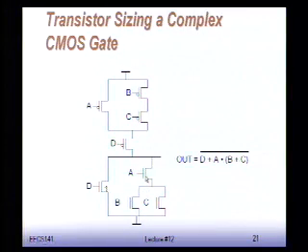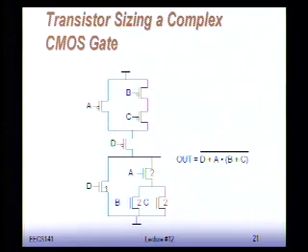So either A or B, and A and C, right? Therefore, we size all of these, A, B, and C, to be 2x, so that the resistance in the worst case is the same as for 1, right? And that's what we do. 2, 2, 2.